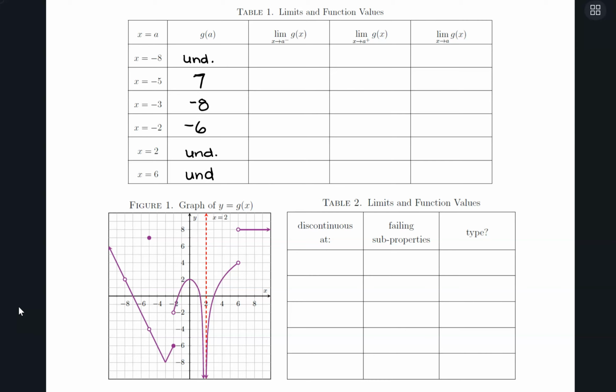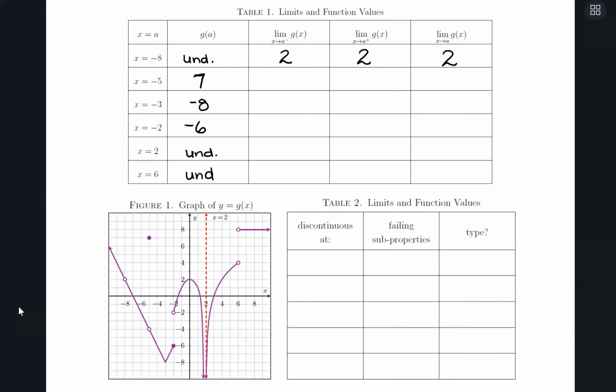Okay, limits from the left. At x equals -8, if we're approaching from the left, we're approaching +2. As we're approaching from the right, we're also approaching 2, which means the two-sided limit is equal to 2 since those match up.